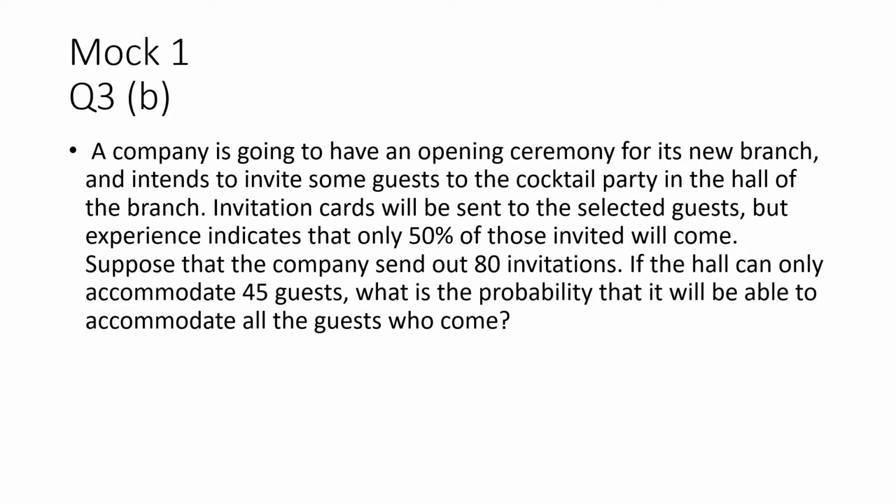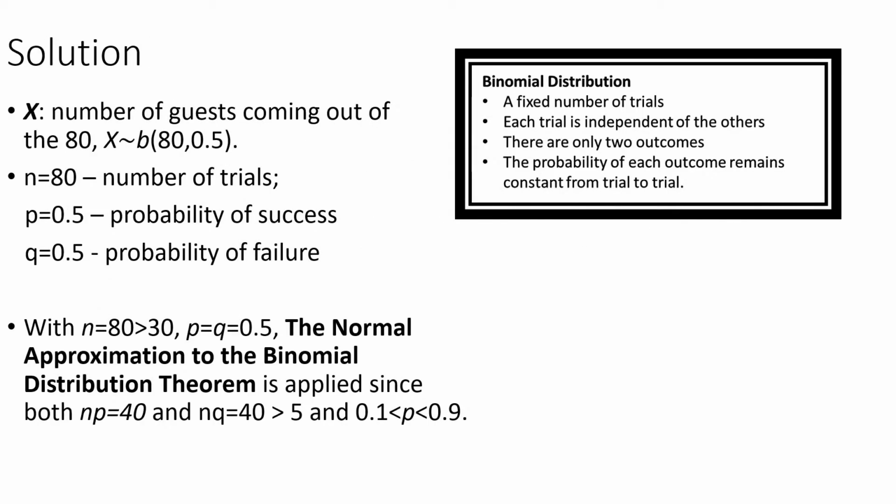Suppose that the company sent out 80 invitations. If the hall can only accommodate 45 guests, what is the probability that it will be able to accommodate all the guests who come? In this question we use the binomial distribution, as we have a fixed number of trials, 80, and each trial is independent of the others. There are only two outcomes, success and failure, and the probability of each outcome remains constant from trial to trial.